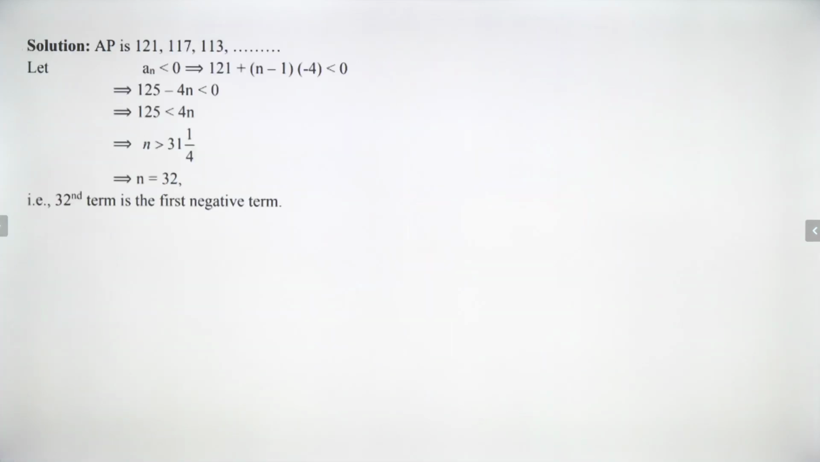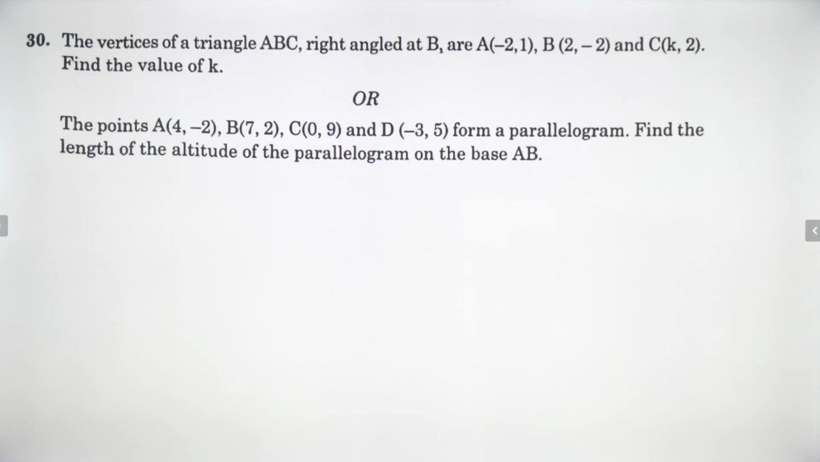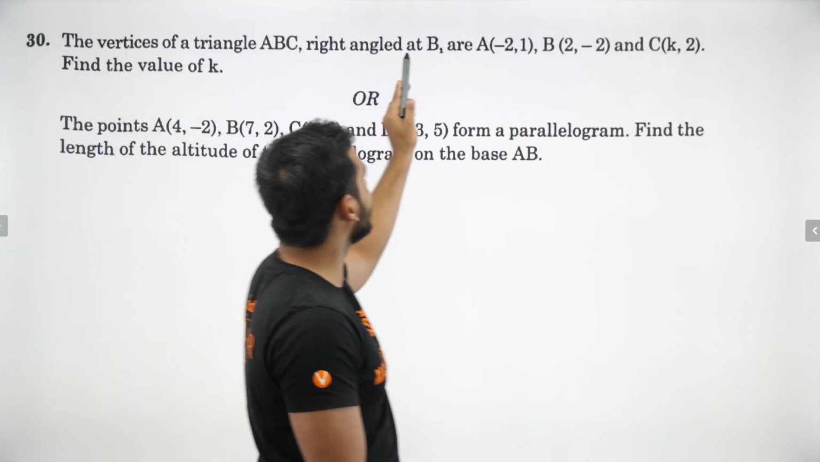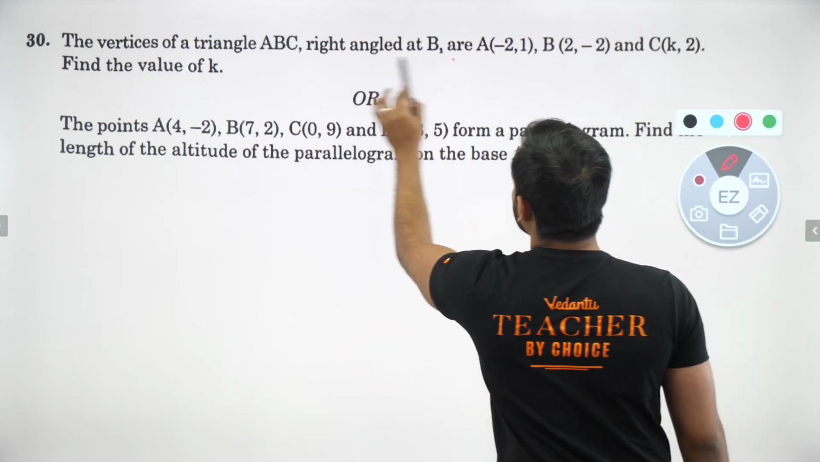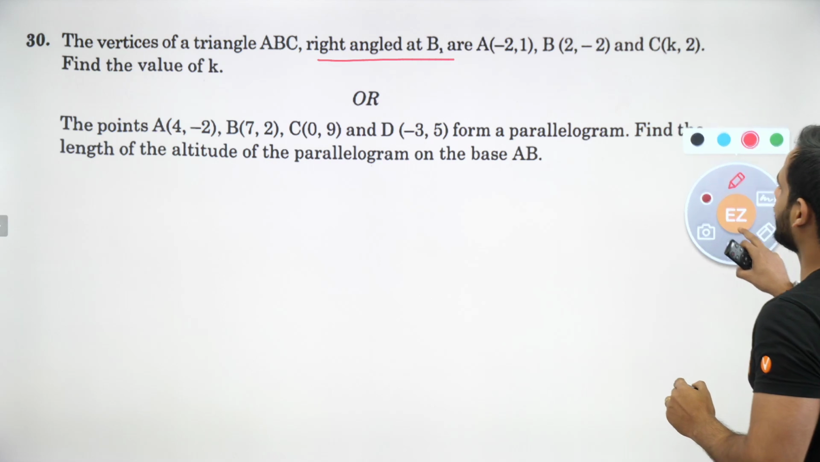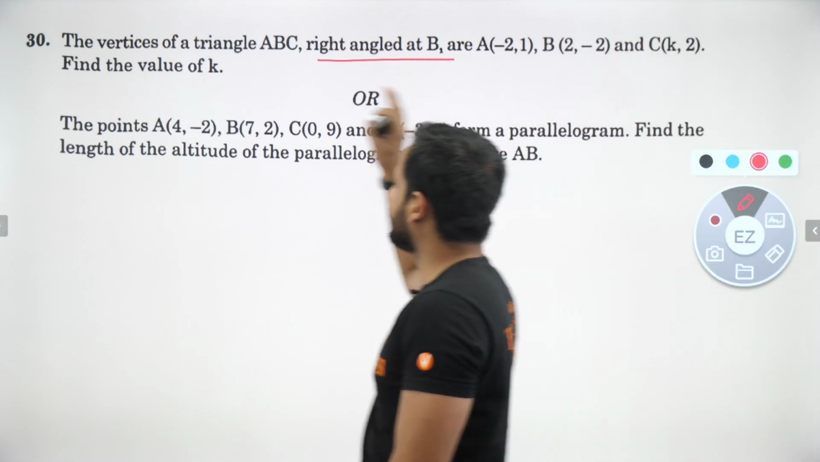Okay, next question. Next part we have this. The vertices of a triangle right angled at B. Now look, it says right angle at B, okay, keep this in mind. The vertices A, B and C are given. Find the value of K.